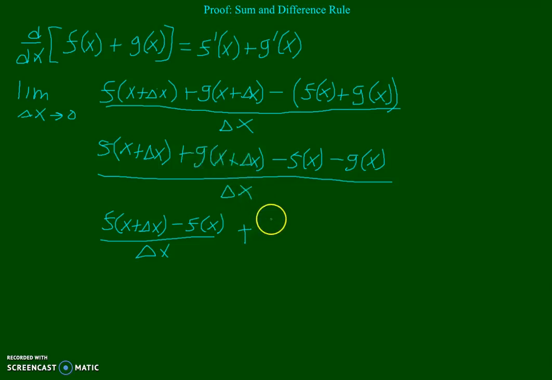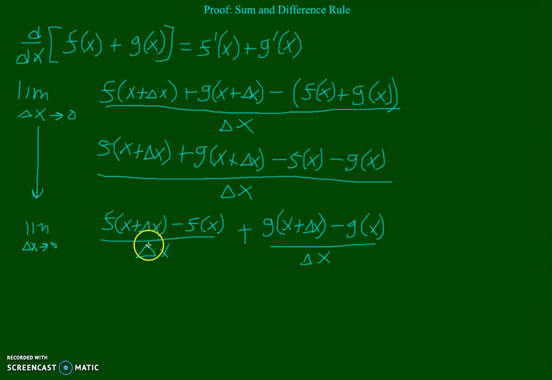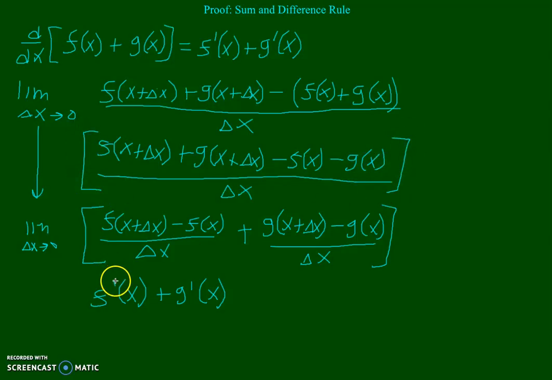plus g of x plus delta x minus g of x over delta x. And we remember to carry these down. So as we take the limit as delta x approaches 0 of this quantity, this is simply f prime of x. And this becomes g prime of x. Of course, this whole thing is in brackets. And there is the sum rule of differentiation.